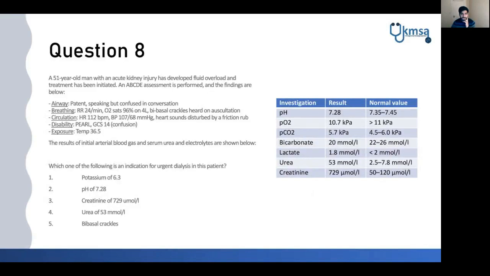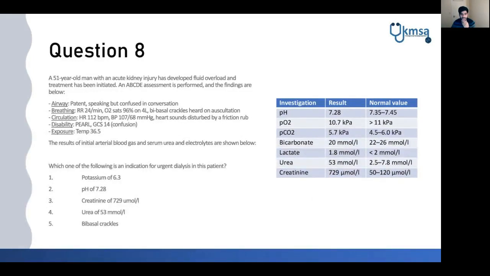Second last one. 51-year-old man with AKI. He's developed fluid overload. This is kind of a high yield one because of dialysis. So he has AKI, he has fluid overload, and you've gone to assess him, you've done an ABCDE. So his airway is fine, but he's a bit confused. His breathing's a bit up and he's on oxygen, and you heard bibasal creps. He's a bit tachycardic and he has a friction rub. So he's GCS 14 because he's confused, his temp is fine.